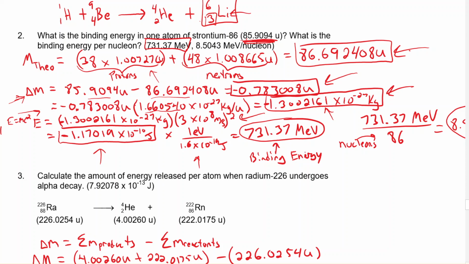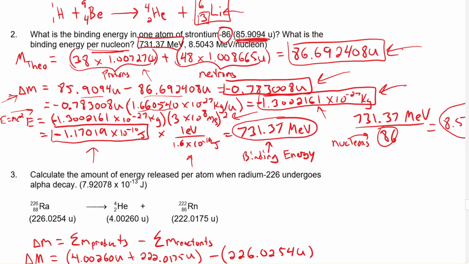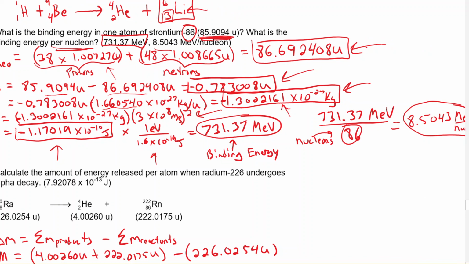So this is the binding energy for the whole atom. And then the second part asks, what is the binding energy per nucleon? This is the binding energy for all 86 of these, so I'm just going to divide by 86 to figure out how much it is per one. And that's the same number that we get up here.